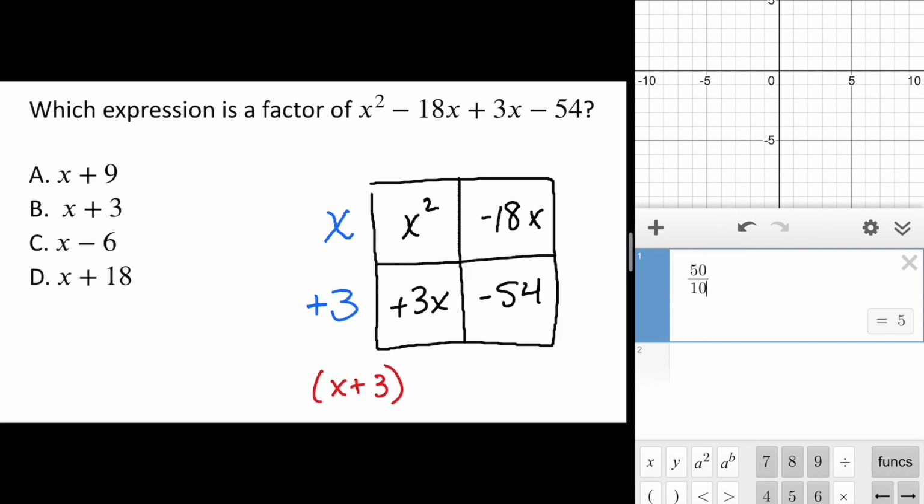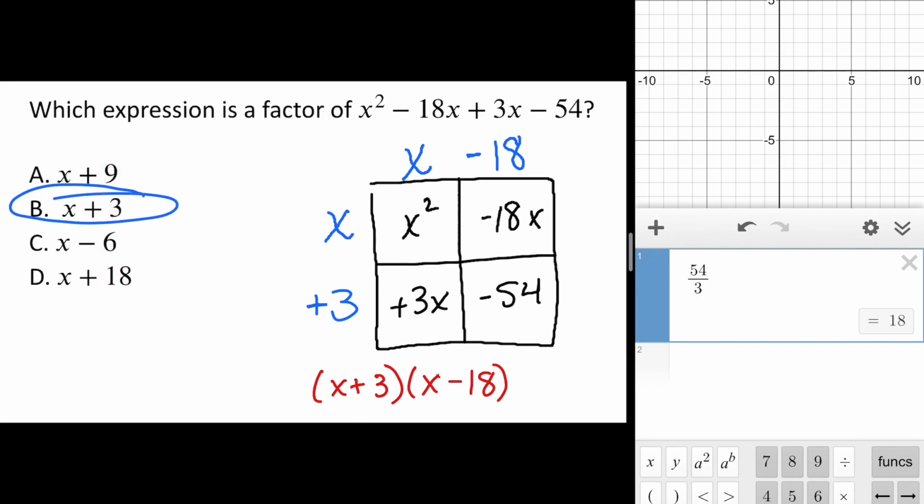And now we use that to find our other factor. So we know across the top we need to have x and 3 times 18 maybe. Let's try 54 divided by 3 is 18. So 18 and negative because it's touching a negative. So our two factors are x plus 3 and x minus 18. So of these factors, which one is an answer choice?